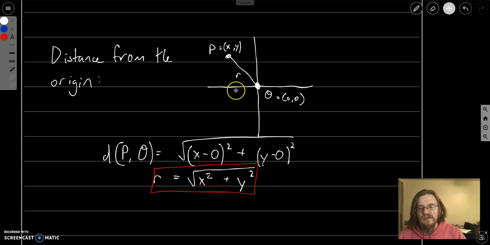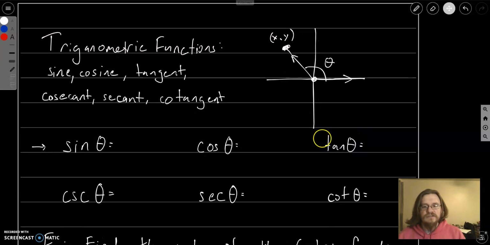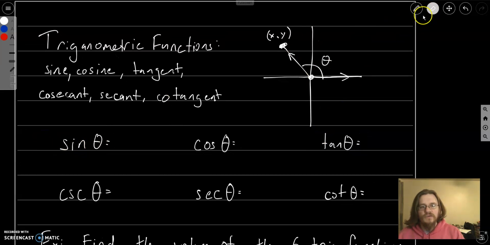One of the reasons that we're talking about this is we'll then use this with respect to this angle here, which I'll call theta. So we have this angle theta that's popping up, and the trigonometric functions of theta will depend on x, y, and r. So let's look at these functions. There are 6 functions that we'll look at: sine, cosine, tangent, cosecant, secant, and cotangent.